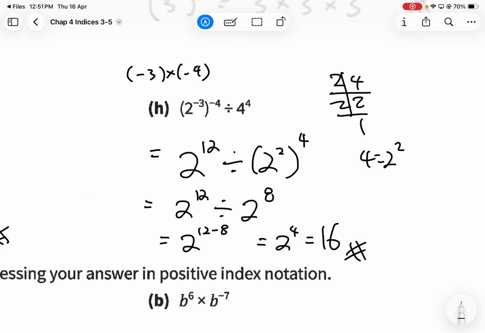Here also, I need to change 4 to base 2 because I want to work with this number. 4 base and 2 base I don't know. So instead of 4, I write 4 as 2 square, which is 4.